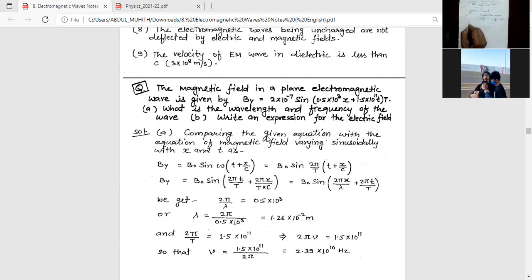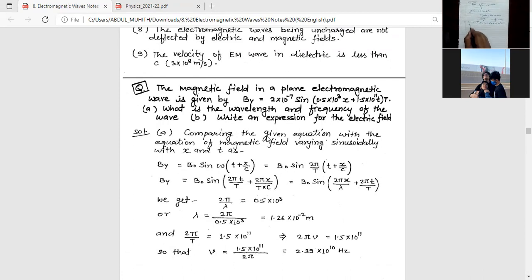He has given the equation in terms of magnetic field: 2 into 10 to the power of minus 7 sine, and the equation of the wave is given as sine of 0.5 into 10 to the power of minus 3 x plus 1.5 into 10 to the power of 11 t Tesla. He has given it like this, in Tesla.